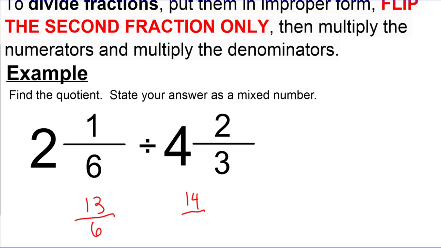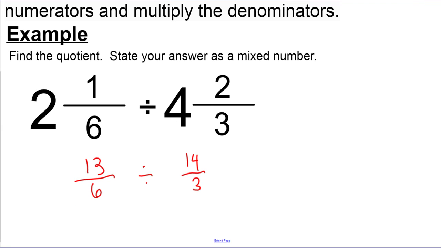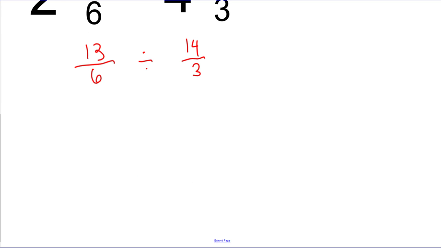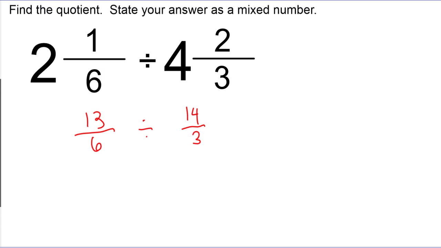Okay, so this is still division because I haven't flipped anything. Right? Remember, it turns to multiplication after we do a flip. And so let me move down real quick. Okay. So now that I have it in division and it's in improper form, now I'm going to flip. So I'm going to say 13/6 is going to stay like it was. Division becomes multiplication. And now I'm going to flip this second one. It's going to become 3/14.